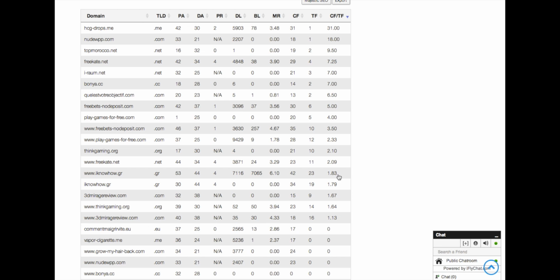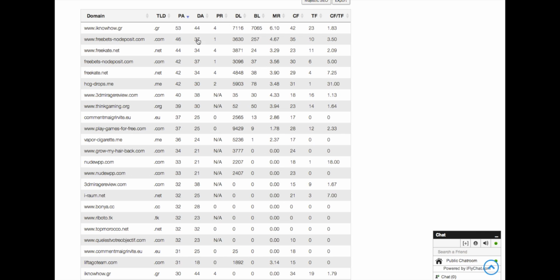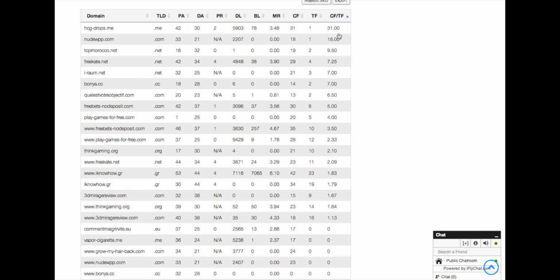On the list here, you see domains with high domain authority and high page authority, but also very high CF-TF ratios. These domains are not worth wasting time to look at. Using the CF-TF ratio, you have a metric to quickly sort out spammy domains, which will save you plenty of time while searching for expired domains.